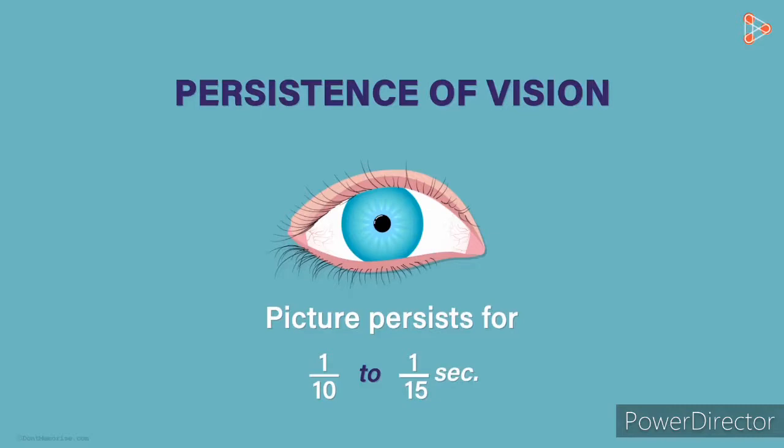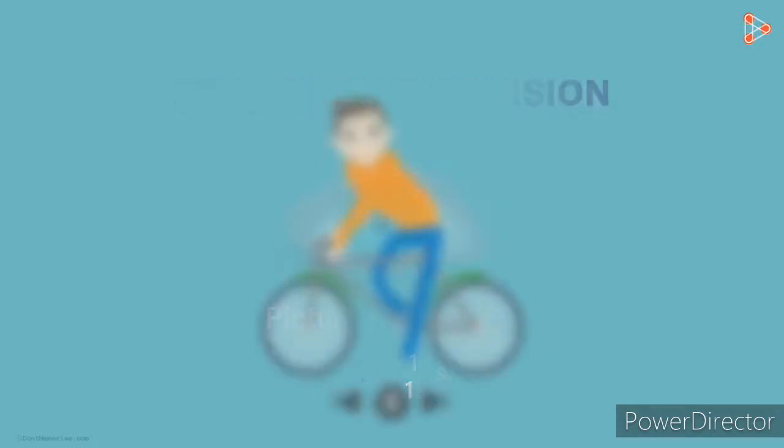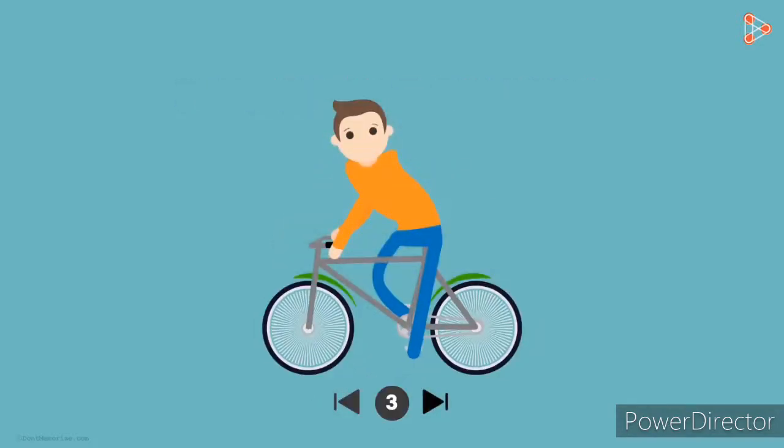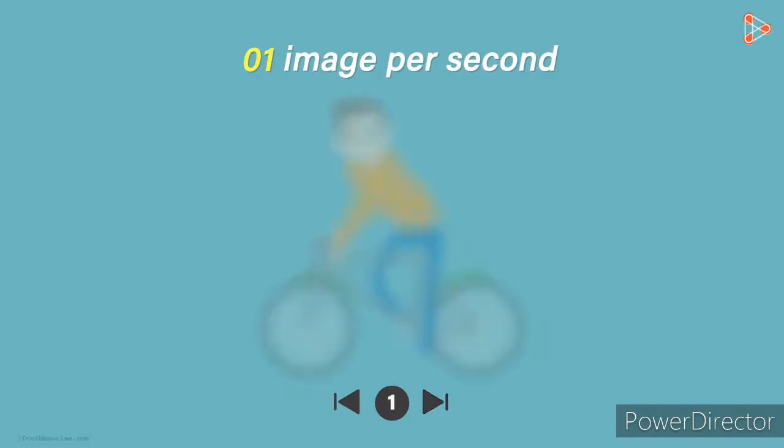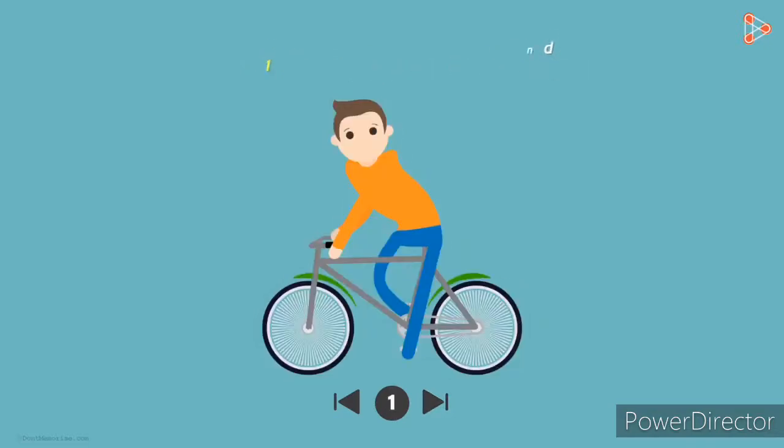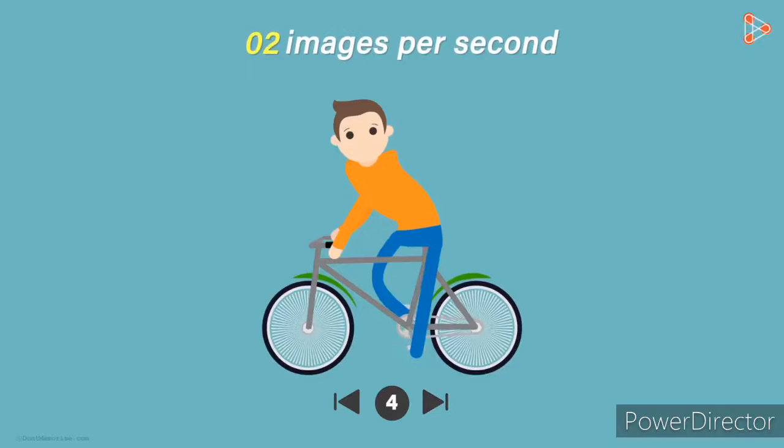I have many different images with me. Here's the first one, the second one, the third one, and the fourth one, and so on. There are many such different images. Now let me take you back to the first image. Let me show you successive images slowly. I will show you one image per second. Yes, this is how it will look. Now let me show you successive images at a rate of 2 images per second. This is how it looks.